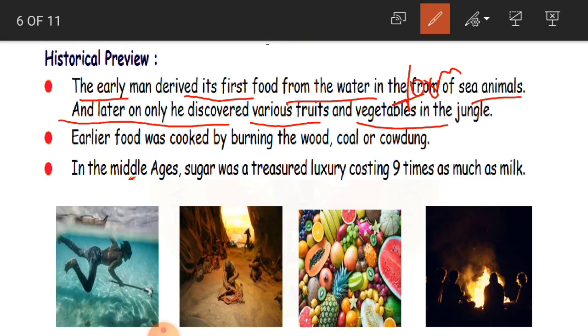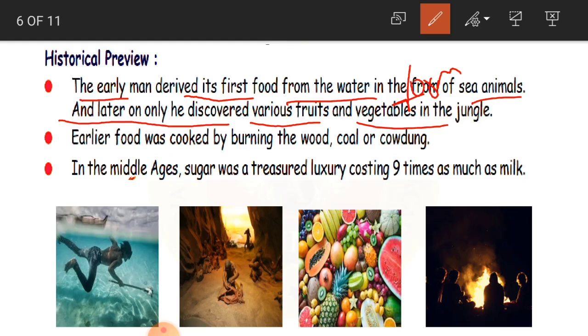So later on, after so many years, first he ate sea animals as food, and after some time, he discovered various fruits and vegetables in the jungle. Jungle is nothing but a forest. Then he came to know that particular parts of the plant or tree, like roots and stems, we can eat in different forms, no? So he also came to know that parts of the plant can be eaten as food. They were in the form of fruits and vegetables.